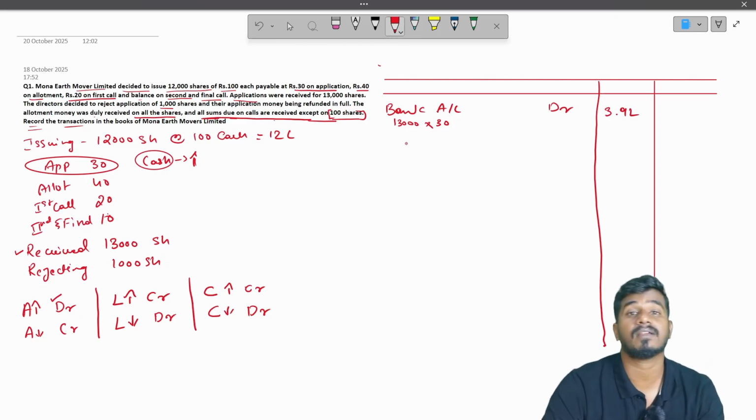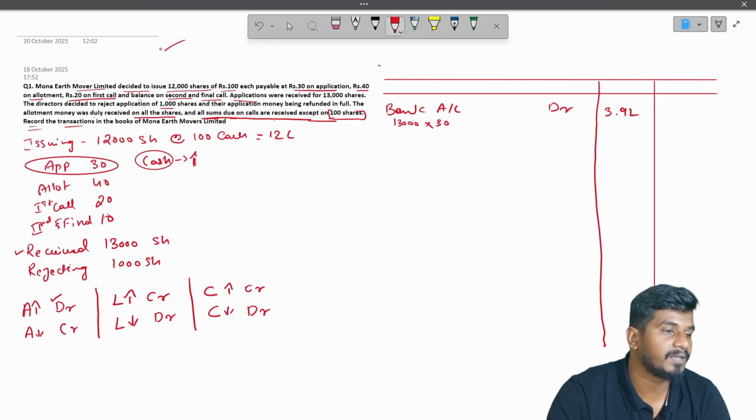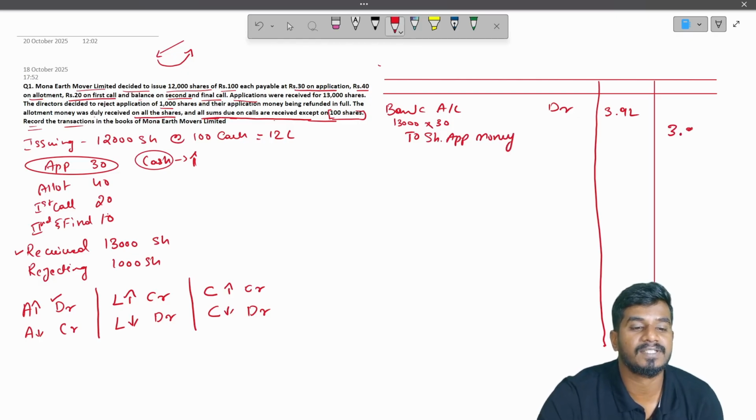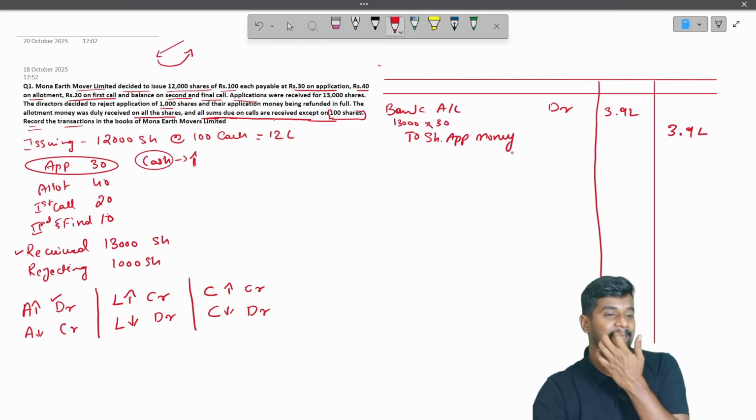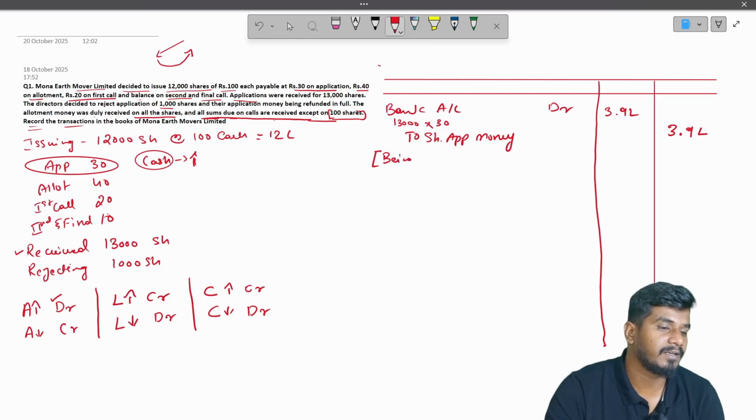Now, along with application money, what will it be? If we receive investment from the public, we need to return it back. It is a liability, correct? So it will be on the liability side, to share application money. How much have we received? We have received 3.9 lakh. Correct. So in narration, we should write: being application money received.